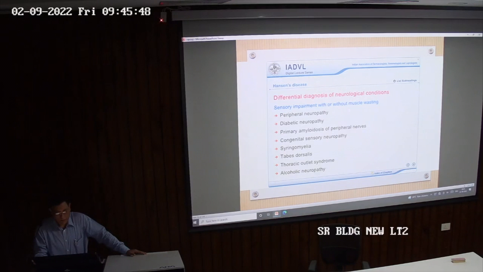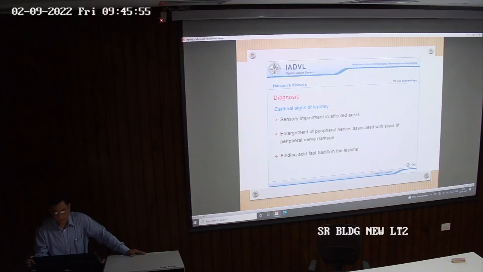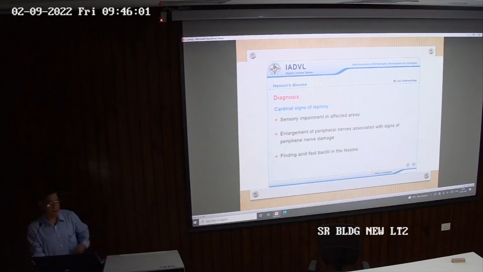So neurological conditions, again there is a long list. Will not discuss peripheral neuropathy, diabetic neuropathy, this is all. Now coming to diagnosis, how to diagnose a case of leprosy. You saw various presentations of leprosy. It can be any sort of skin lesion, but the most important thing is loss of sensation. If you find a loss of sensation in a case of skin disease, think of leprosy and then examine properly.